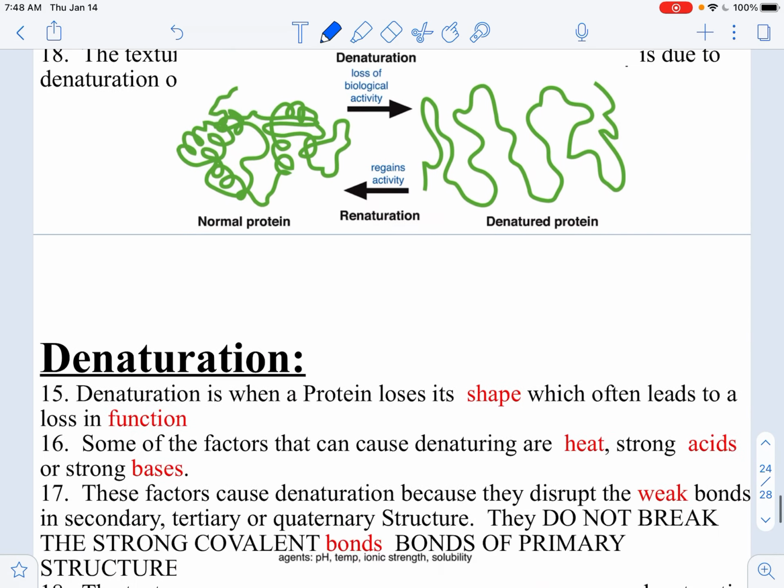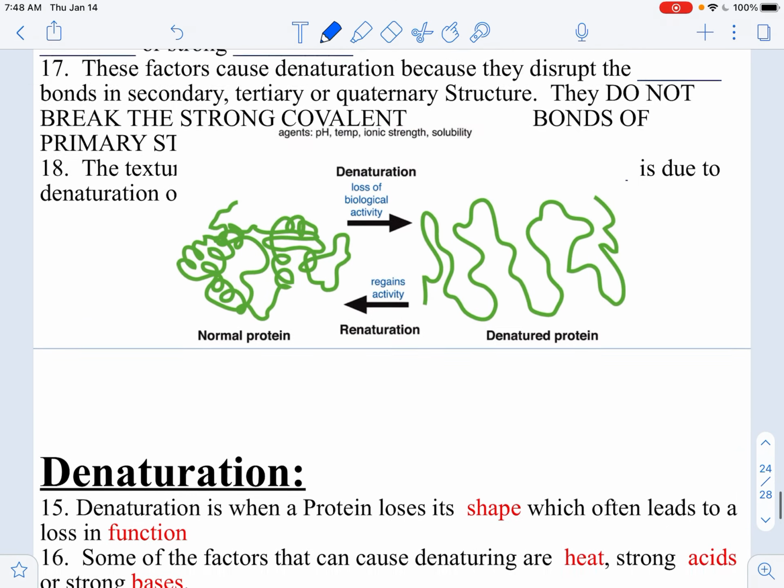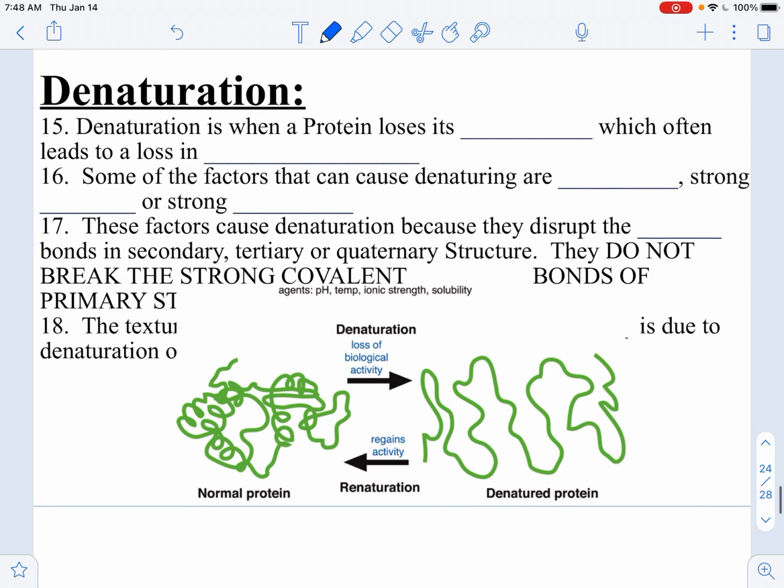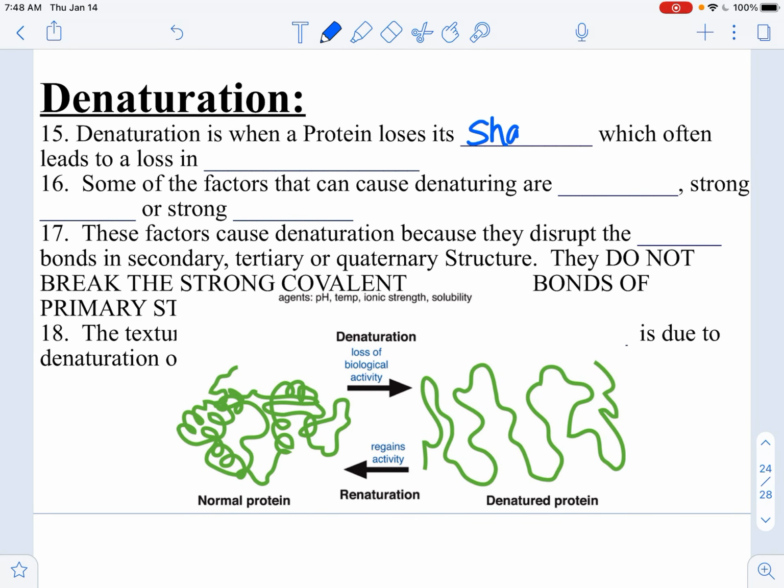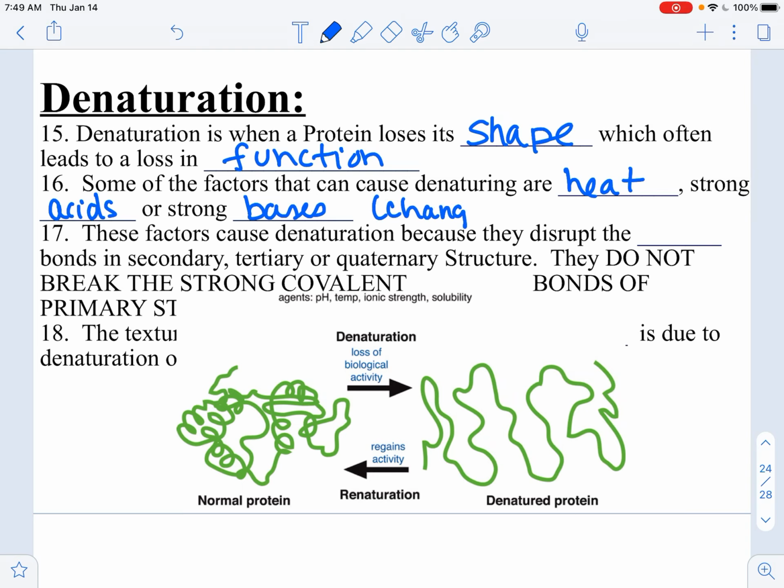All right, so denaturation. Denaturation is when a protein loses its shape, which often leads to a loss in function. Okay, so when a protein falls apart, we call it denaturing. And some factors that can cause denaturing are heat, strong acids, or strong bases. Okay, so a change in pH.